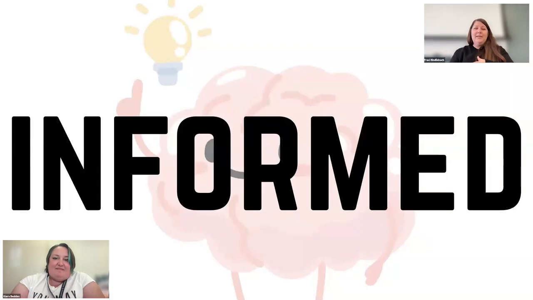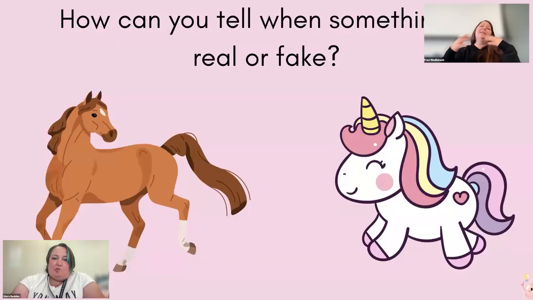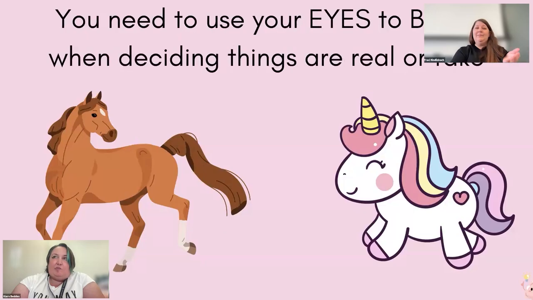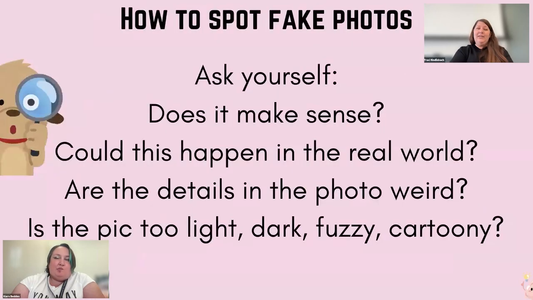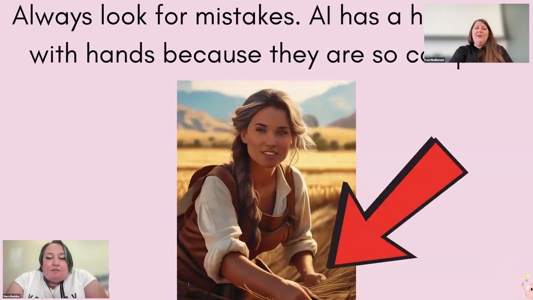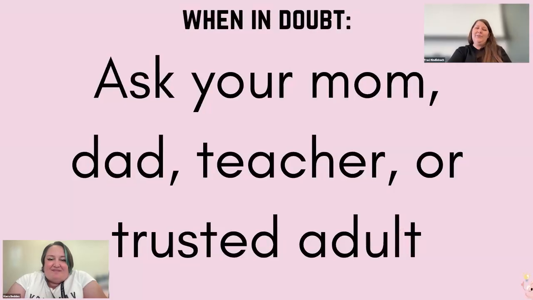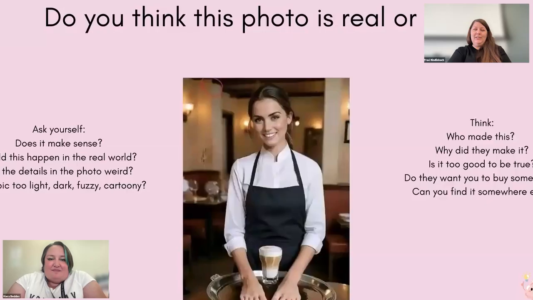Then you're coming into the informed and you'll see a slide indicating, hey, these are the informed decks slides. It'll give you a definition of what informed students would look like. And then again, it will take you through there. How can you tell when something's real or fake? You'll still be on the same decks, talking about digital detectives. And then we tried to make it relevant. Like, look at this picture. Is it normal? Is it fake? Talking about how to look for mistakes. AI hasn't mastered hands as of this recording. Maybe when we're at ISTE, it will have. And when in doubt, ask your mom, dad, teacher, or trusted adult.